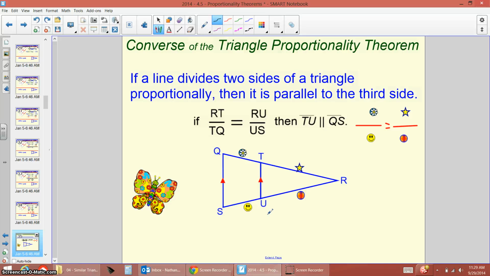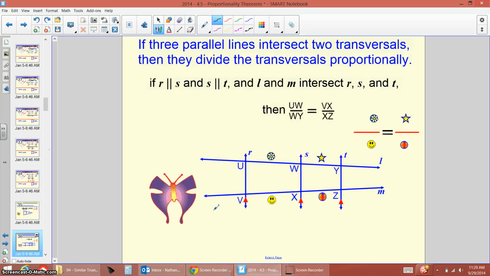Before, we talked about ways of proving lines are parallel using angle pairs. Notice how if this angle and this angle are congruent, that makes them corresponding angles, and that makes the lines parallel. Well, now we've got a new way of showing they're parallel: RT/TQ = RU/US. And if that's true, they're parallel. So if I give you a problem like that, you'll be able to handle it. This is the next one.